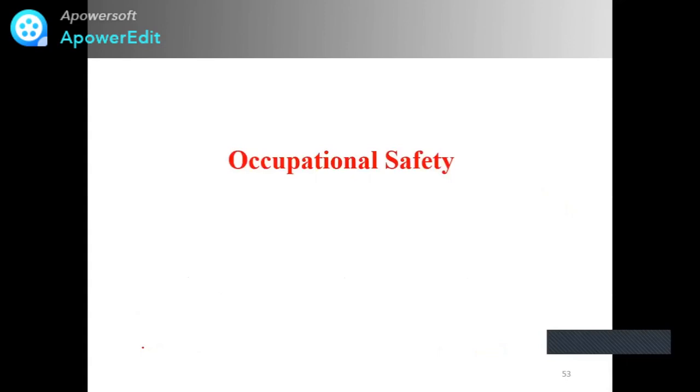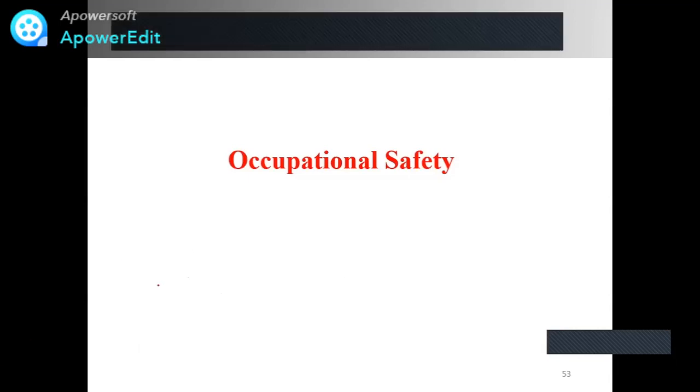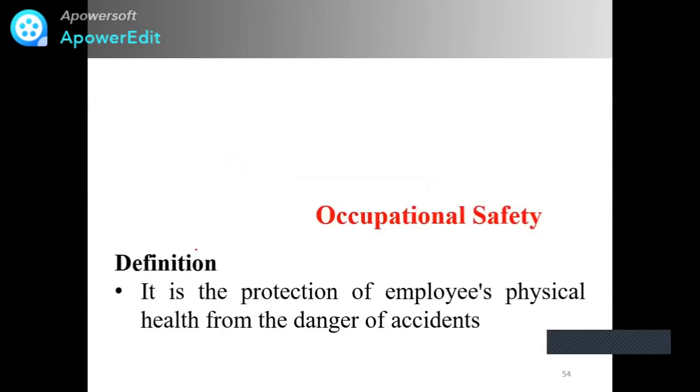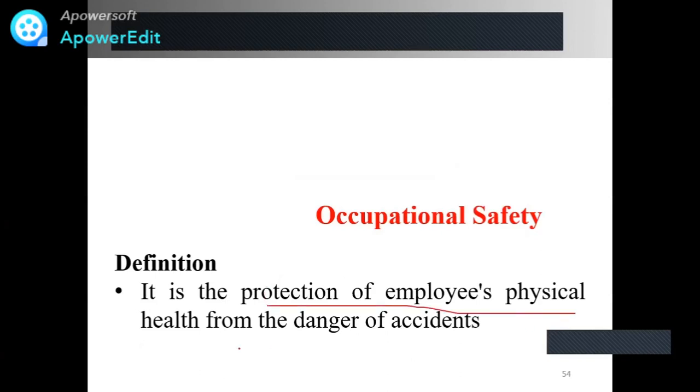Then occupational safety. Industrial safety, employee safety, and workplace safety are the alternative terms, like industrial health, employee health, and workplace health, for occupational safety. It is the protection of employees' physical health from the danger of accidents. Very simple.